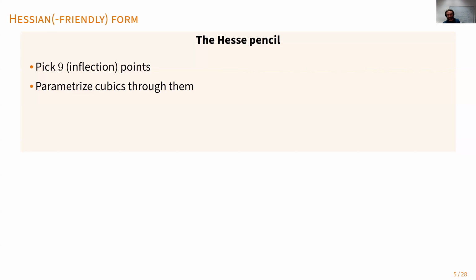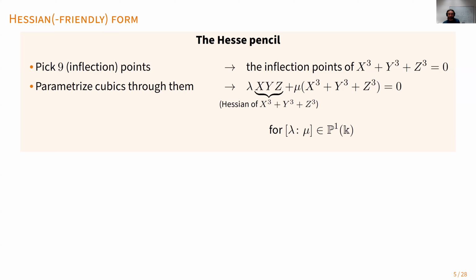And then you parameterize all the cubics that pass through these 9 points. So what is usually done, you pick this cubic, which is usually called the Fermat cubic. Maybe there is a different sign for the last entry, but I would call this the Fermat cubic. And in order to parameterize all the elliptic curves going through the inflection points of this curve, you pick the curve itself and the equation of its Hessian, which is x, y, z.